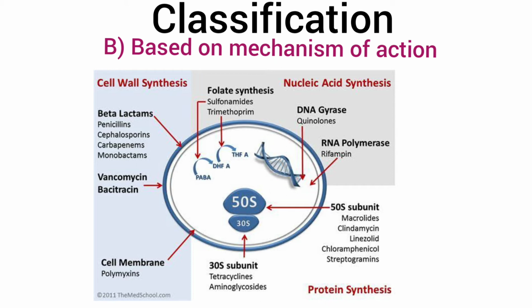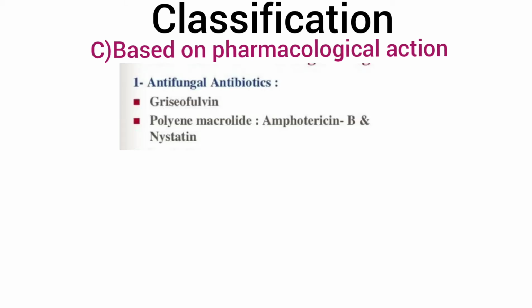rifampin. And then protein synthesis inhibitors, which include 30S subunit, tetracyclines, aminoglycosides. For 50S subunit, macrolides, clindamycin, linezolid, chloramphenicol, streptogramins. Now moving on to the third classification based on pharmacological action.